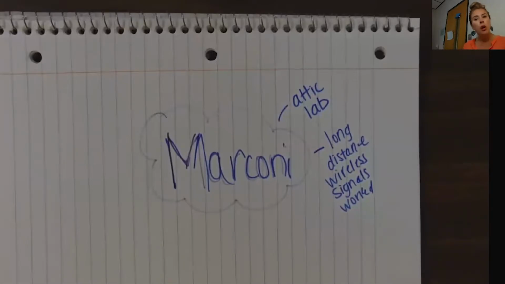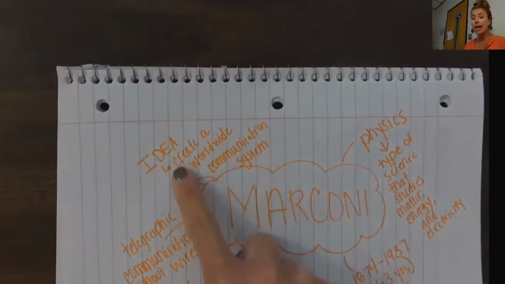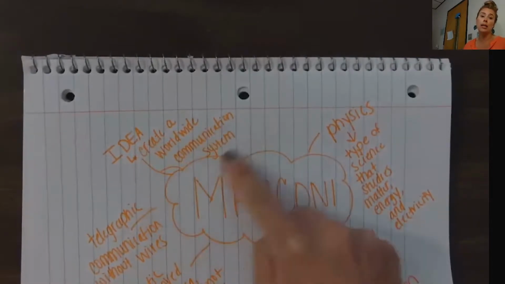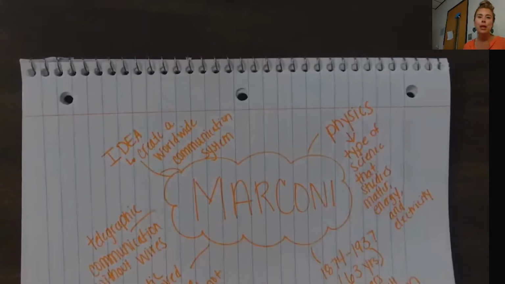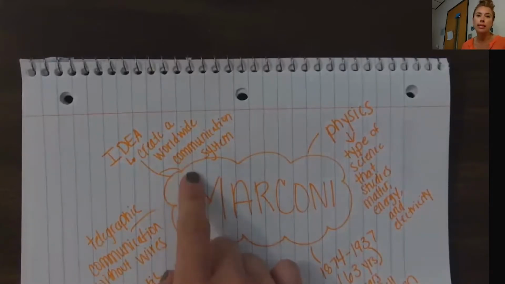So, Marconi is now 22, and he has just discovered that wireless communication was indeed possible. But let's think back to that idea he had a long time ago. Look at your organizer. Do you see it? Yes. Remember, in our last organizer, his idea was to create a worldwide communication system. He wasn't done with the discovery itself. He wanted more.